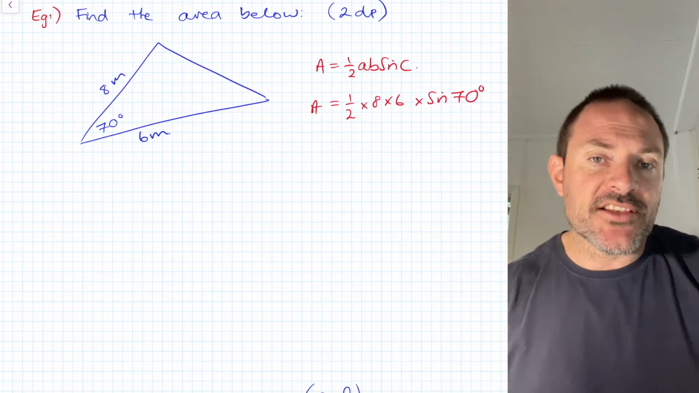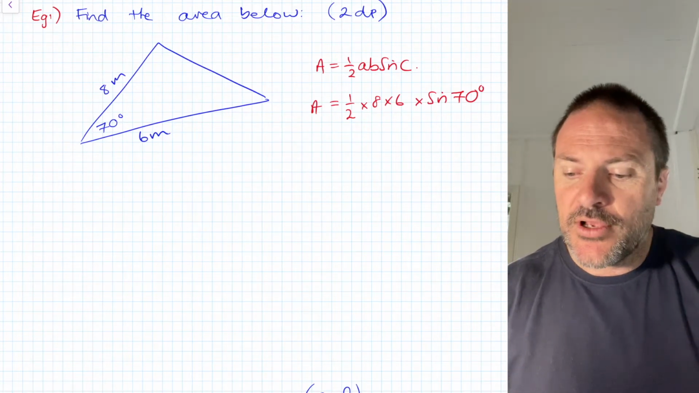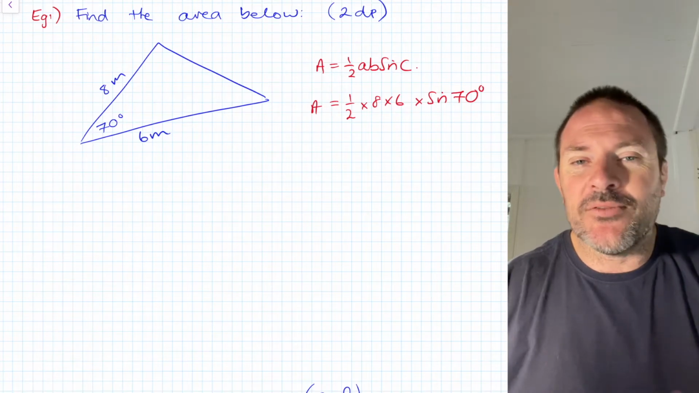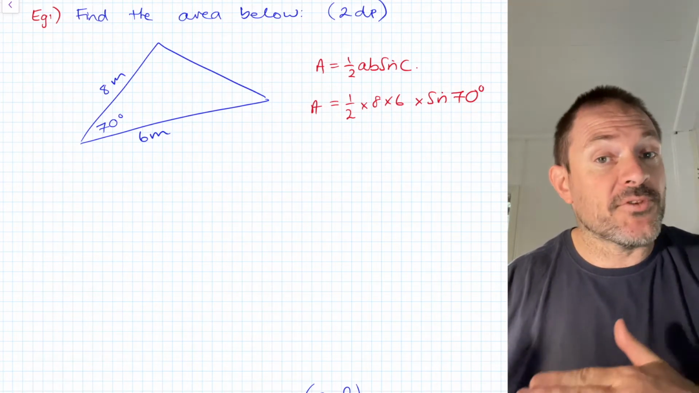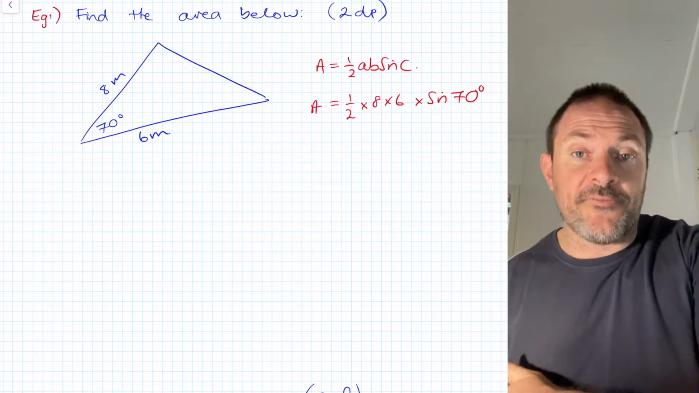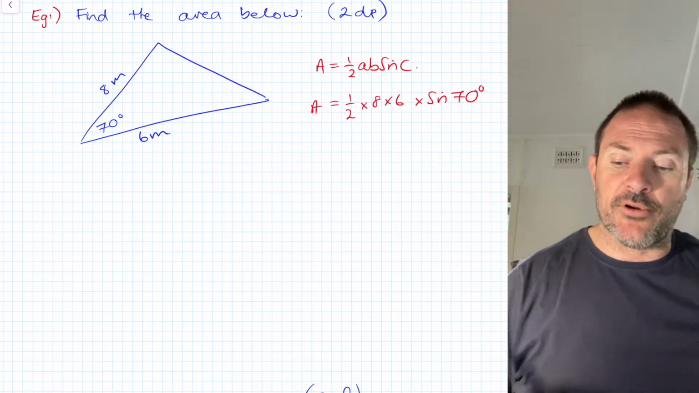They love doing these questions with exact values too. But of course, we have sine 70. We can't do an exact value with this question. But if it was sine 60, 30, or 45, yes, we could. Might even look at that later on if we have time.